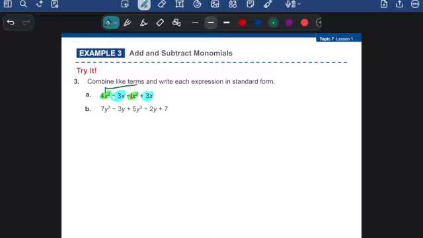My x squareds, 4x squareds minus 1x squared. 4 minus 1 is 3x squared. Then I'm going to combine my linear terms, my x terms. Negative 3x's plus positive 3x's is just 0. I'll write it out, but I don't have to write that. So the simplified version would just be 3x squared.